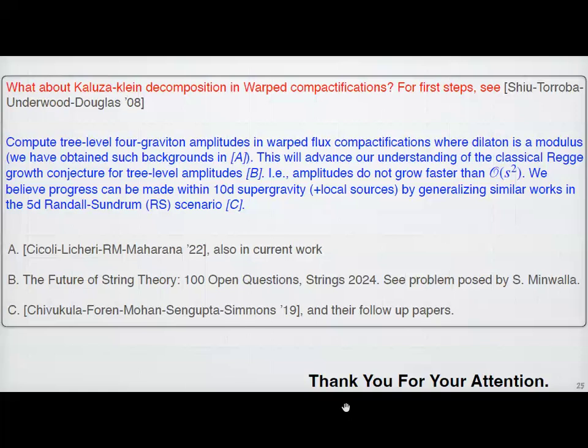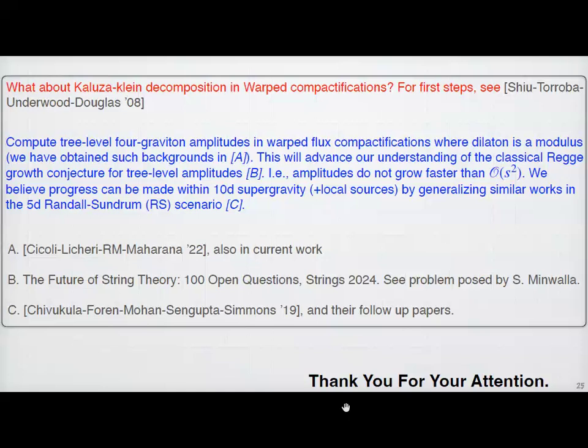Finally, that's one of my projects, maybe for the coming 2 years. This can be attacked, but right now I have to develop this KK decomposition for warped compactification, at least in type IIB with all the fluxes. But once you have this, there is a problem: computing tree-level 4-dimensional amplitudes in warped flux compactification, where the axiodilaton is a modulus, like we said, right, the axiodilaton is a modulus in our complex structure calculation. So we have already obtained these cases in our work.